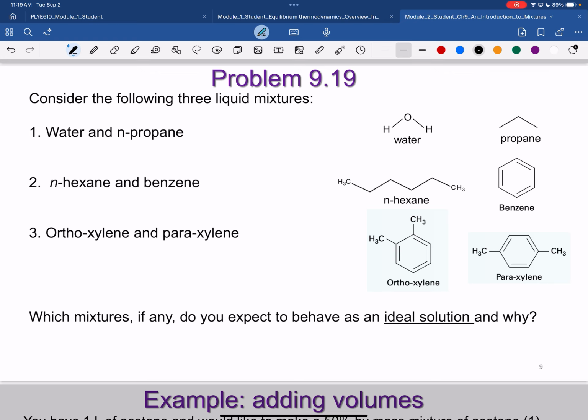Okay, so water and n-propane. I have the molecular structures for you over there. Ideal or non-ideal? Which one is more?